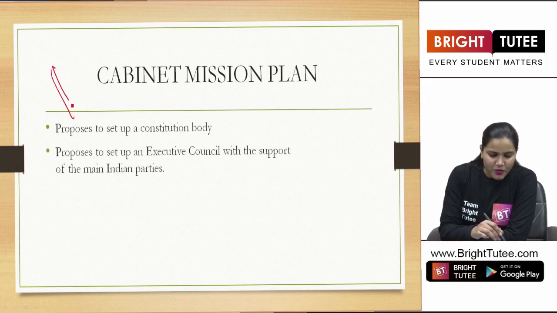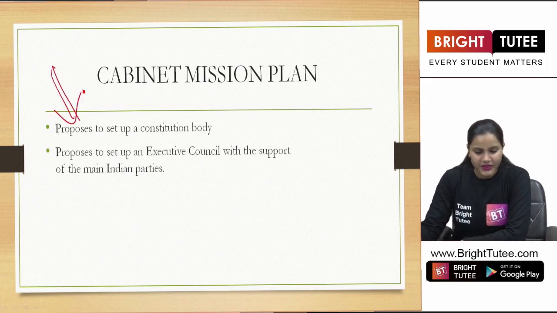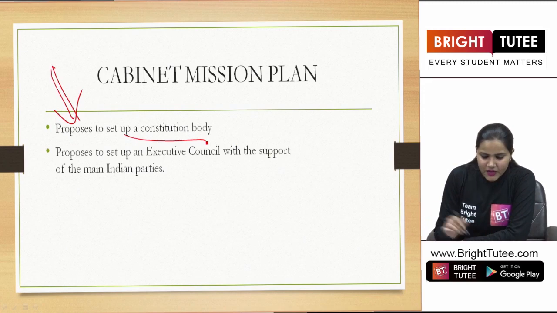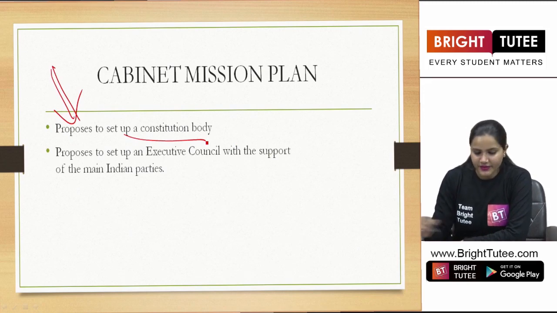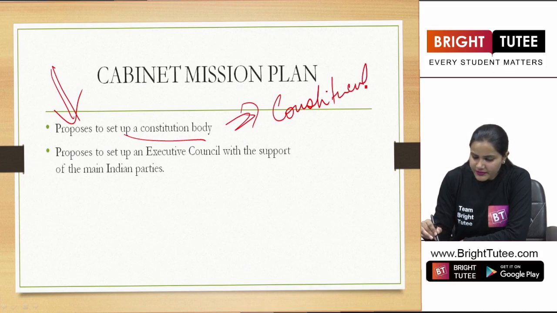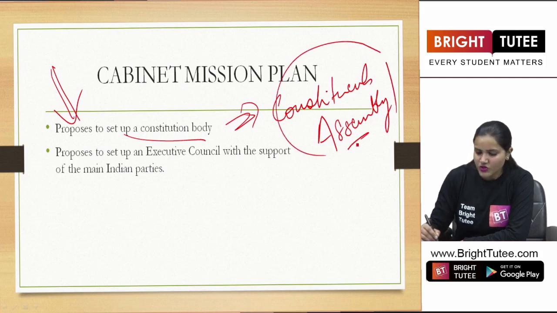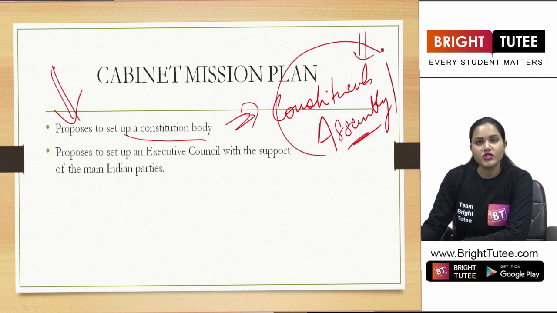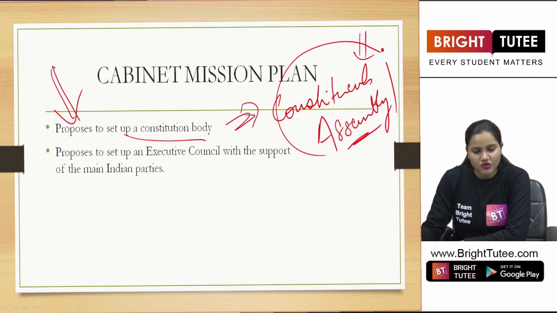Now, what were the main proposals of the Cabinet Mission? They proposed to set up a constitution body, the Constituent Assembly, that was later formed in the year 1946. You have already learnt this in political science also, but here we are going to discuss it. So, the formation of the Constituent Assembly, a body that is going to finalize the main features of the Indian Constitution.